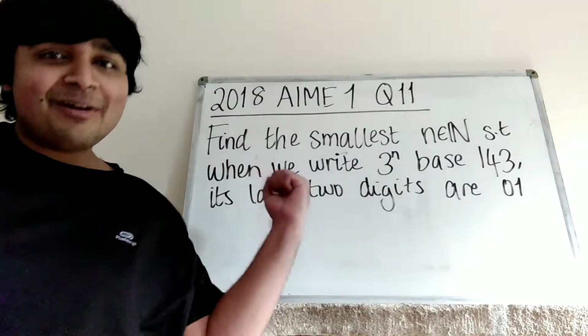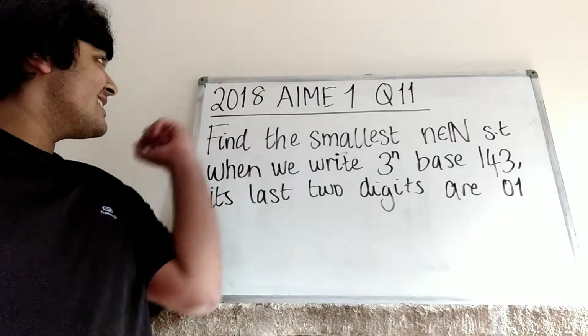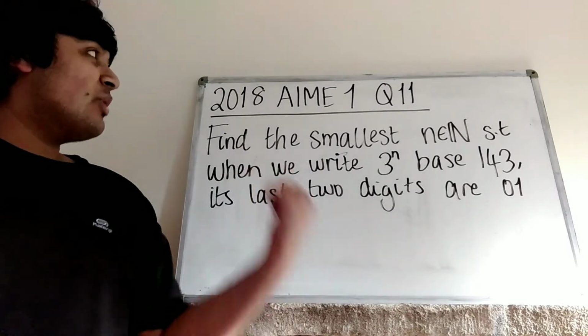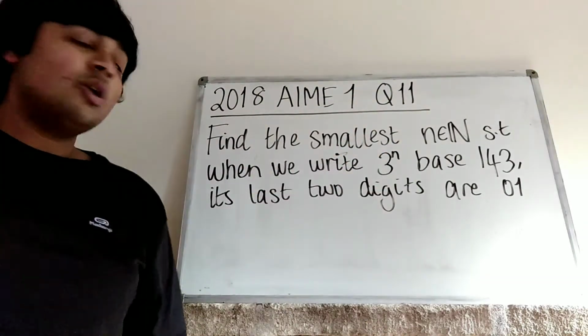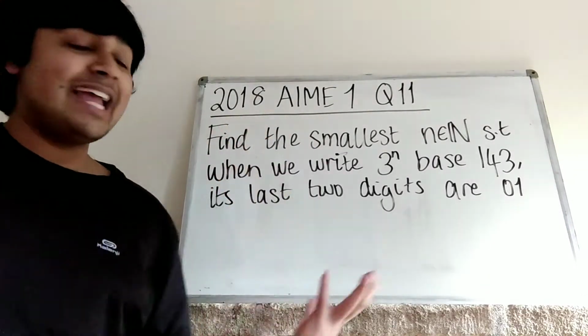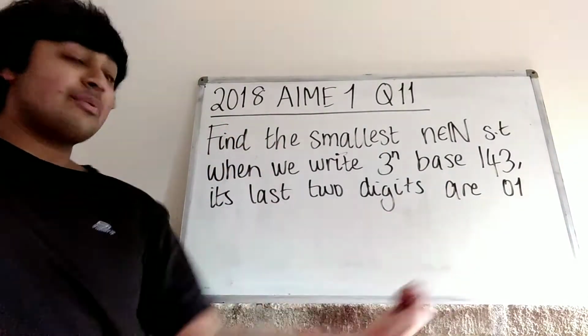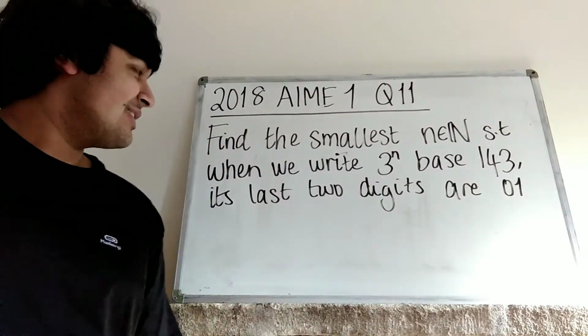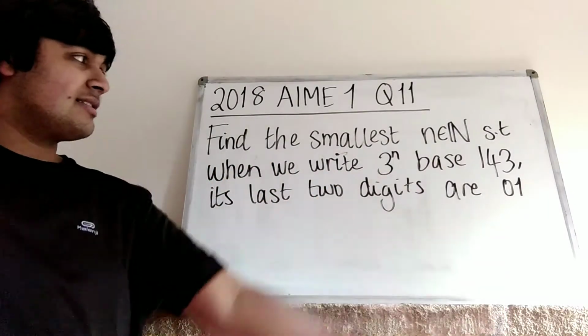Today I've got a fun number theory problem I want to solve. This is the 2018 AIME 1, problem 11. We want to find the smallest natural number n, so smallest positive integer n, such that when we write 3 to the n in base 143, its last two digits are 0, 1.